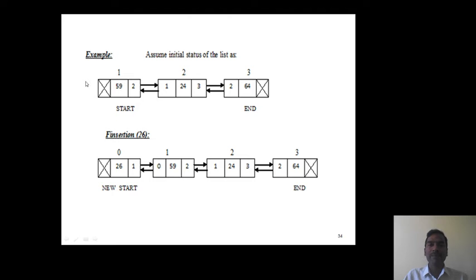Now observe this example. This one is the initial status of the list. Here three elements are available: 59, 24 and 64. When we apply the front insertion operation, the node is inserted before the start node. Now the list becomes 26, 59, 24 and 64.